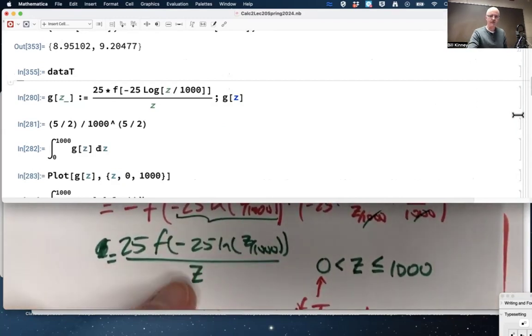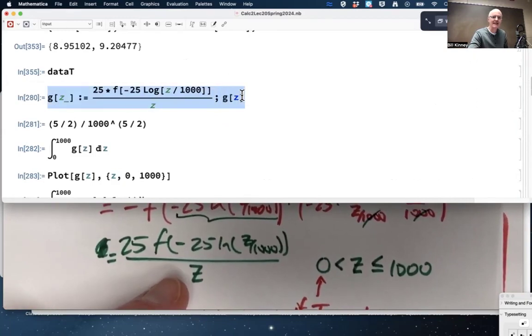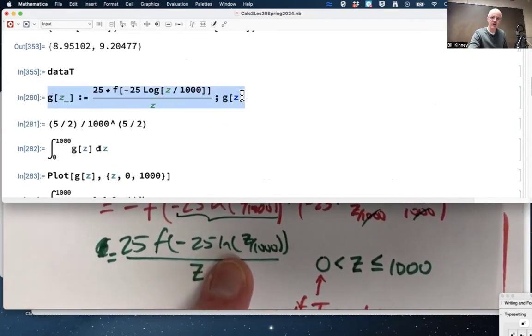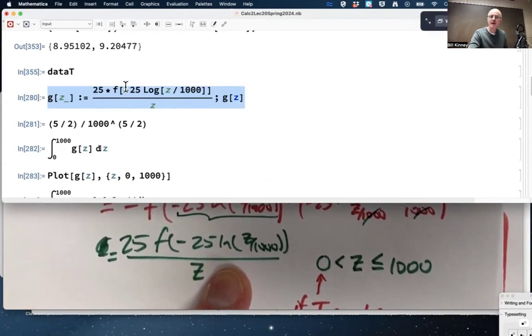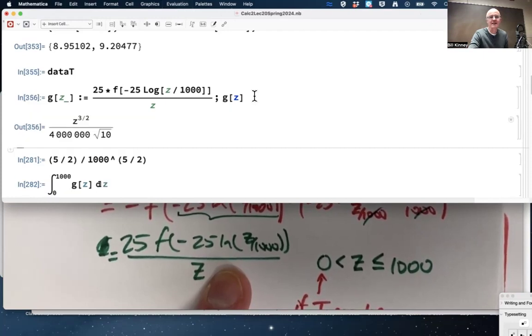What do I have here? What's this line? That's using the natural log function in this way to find the formula for g of z. Remember, in Mathematica, log means natural log. So I am doing 25 times f of -25 ln of z over 1,000, all divided by z. This is going to be the formula for the PDF of z. This is very powerful. There it is.